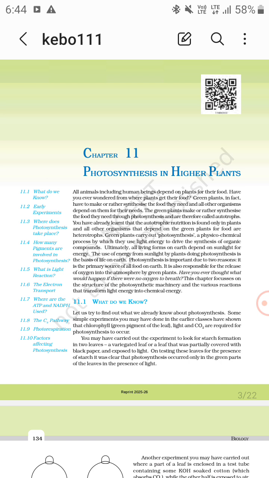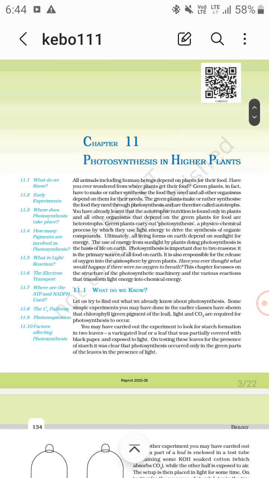All living forms on Earth depend on sunlight for energy. There are two reasons photosynthesis is very important. First, it's the primary source of all food on Earth. It also releases oxygen.